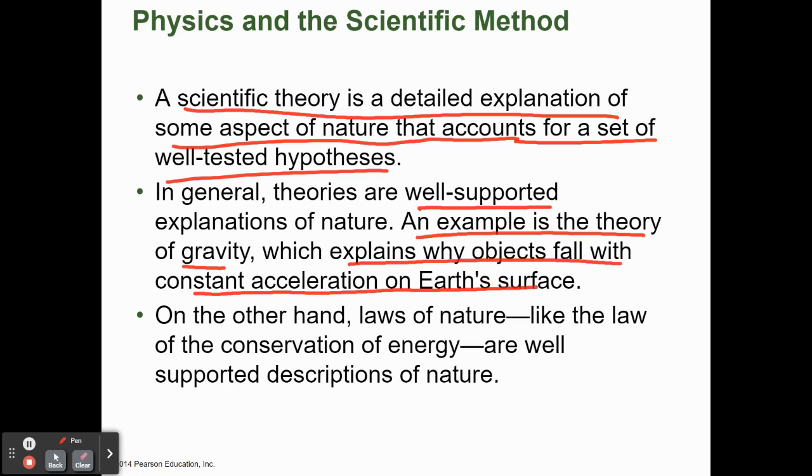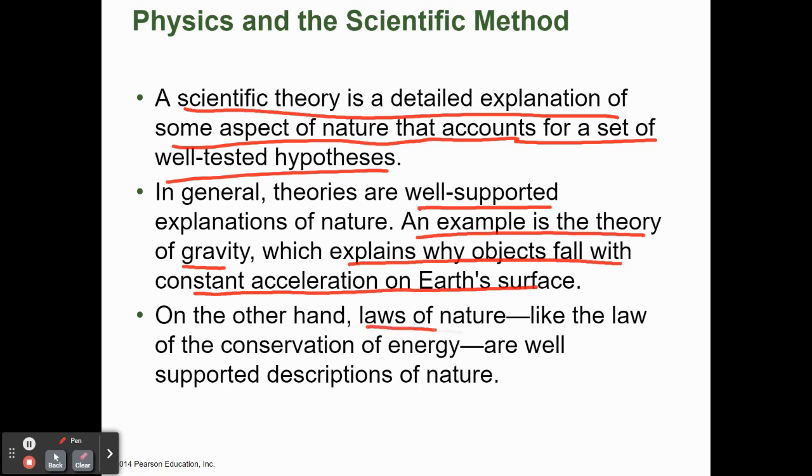We have lots of experimentation that's been done on that and that supports our hypotheses for it. But we can't cross over and call it a law, that aspect of it anyway. So that's a scientific theory.